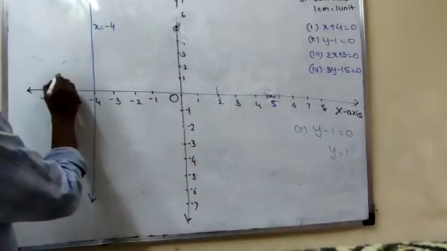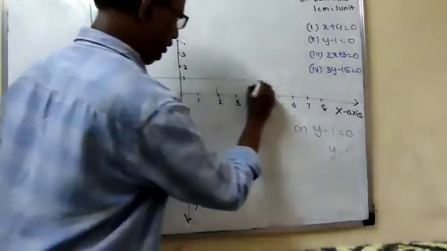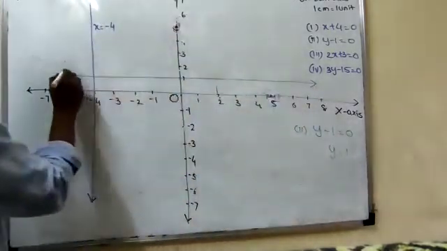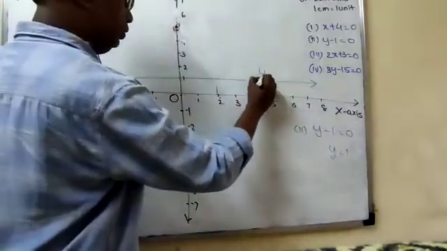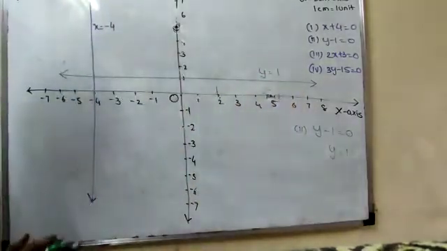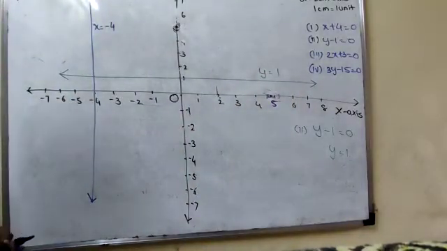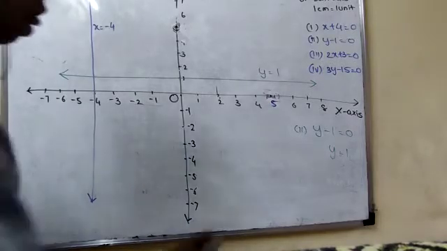Here. Take a scale. Draw a line. This is y is equal to 1. Draw a big line. Okay. Second equation. Any doubt, students? Now come to the third equation.